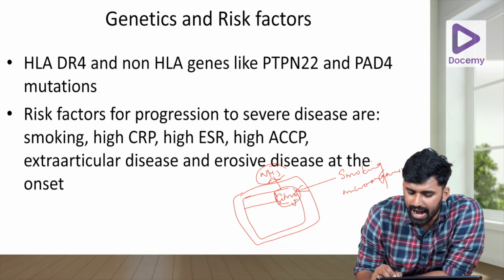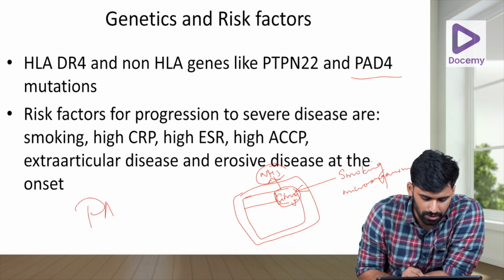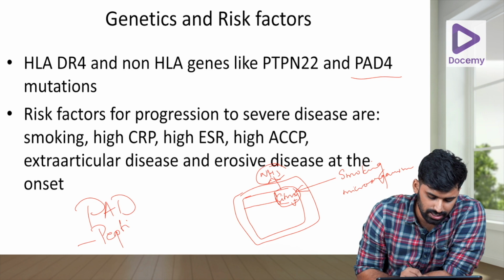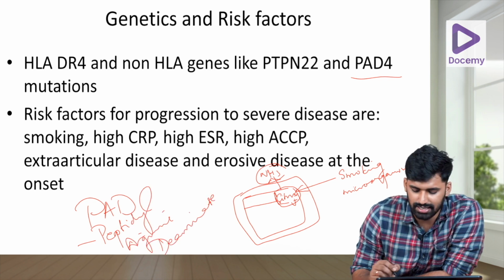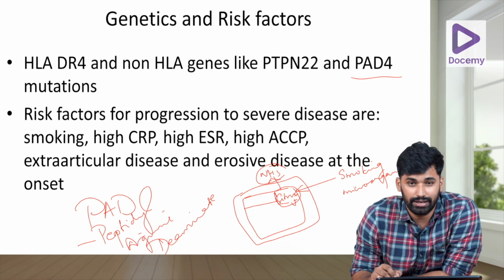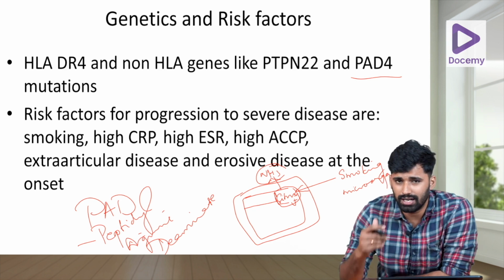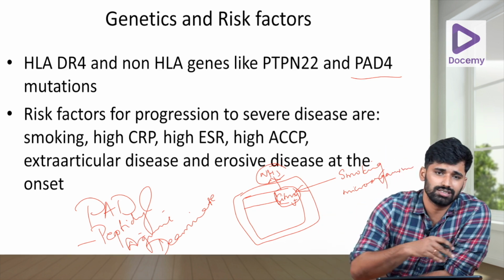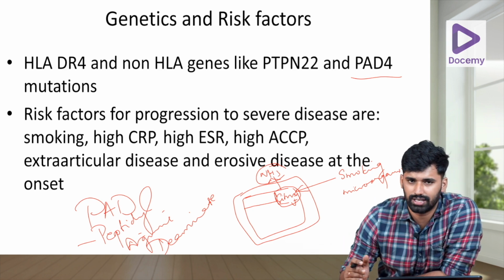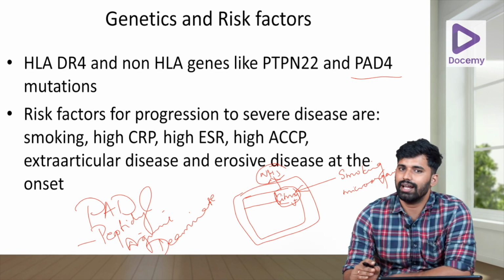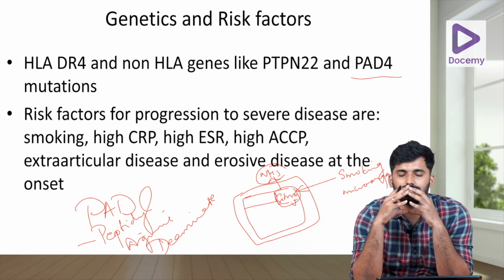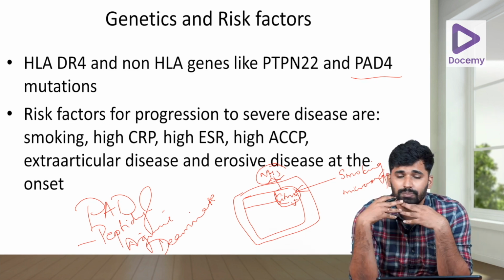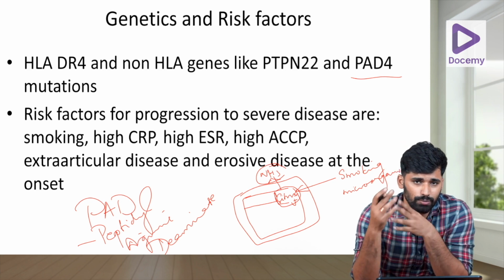So what is this PAD4? PAD stands for peptidyl arginine deaminase. So this enzyme mutation can cause multiple terminal arginine groups to get changed into citrulline containing peptides. This will attract a lot of immune injury, which can play a central part in prognosis in the course of rheumatoid arthritis.